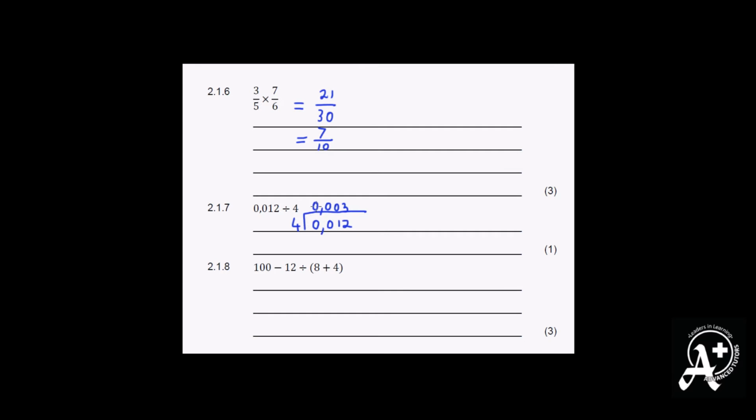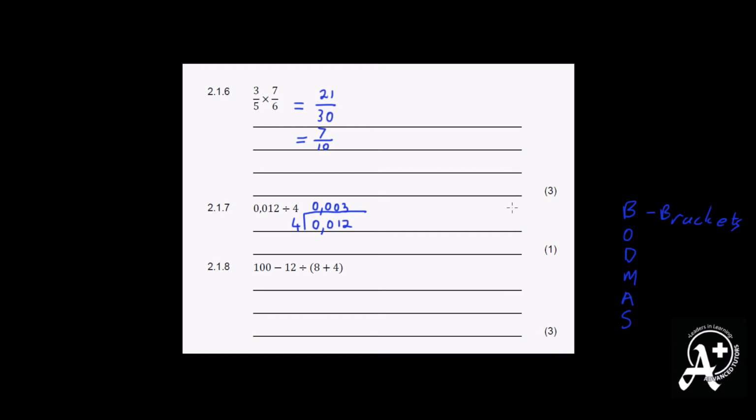So 0.012 divided by 4 is equal to 0.003. Right, and then for 2.1.8 we've got 100 minus 12 divided by, in brackets, 8 plus 4. Now it's very important to remember your BODMAS here, so the order of our operations. So we know in BODMAS that we're going to start with our brackets.